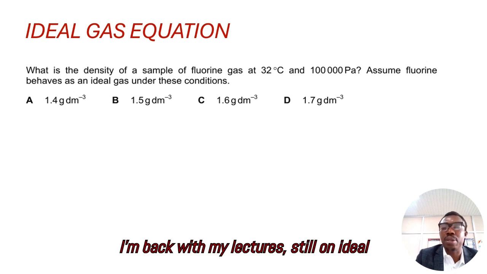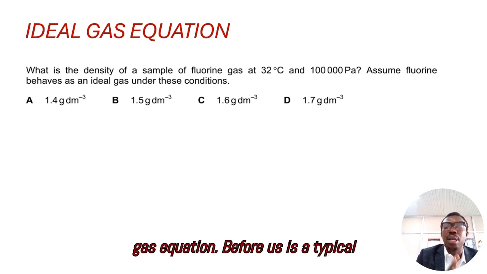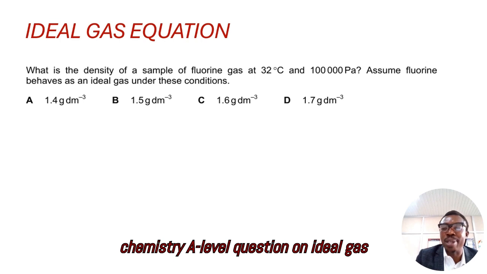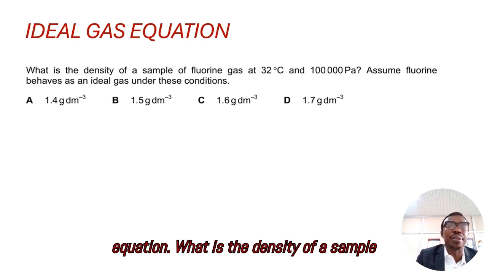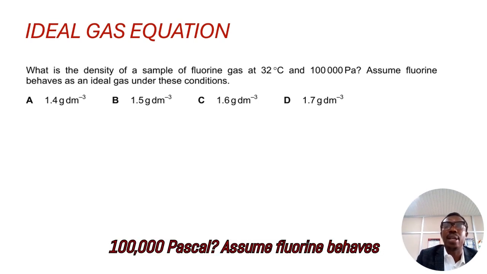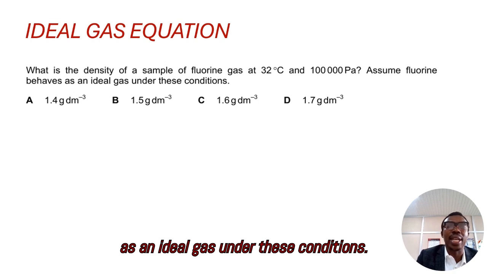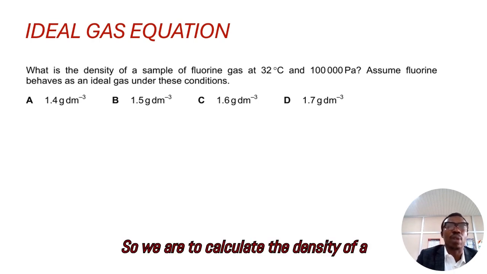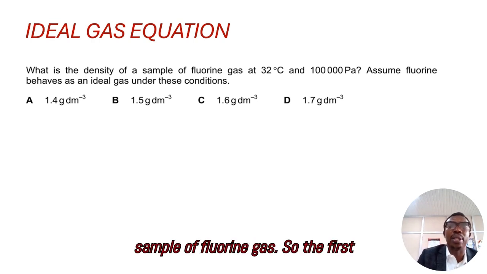I'm back with my lectures, still on the ideal gas equation. Before us is a typical chemistry A-level question on the ideal gas equation. What is the density of a sample of fluorine gas at 32 degrees Celsius and 100,000 Pascal? Assume fluorine behaves as an ideal gas under these conditions. So we have to calculate the density of a sample of fluorine gas.